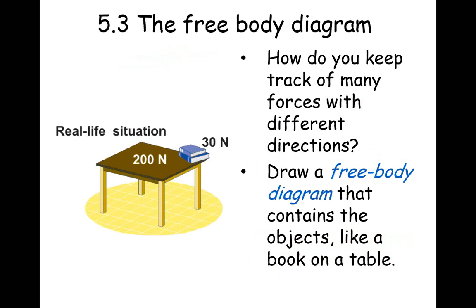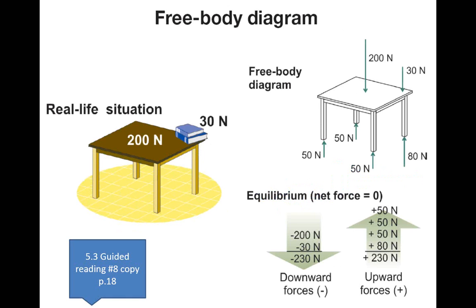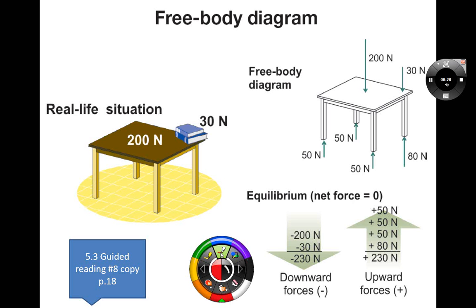Here's what a free body diagram looks like. A free body diagram is basically a picture in which we keep track of our vector arrows to show us where the forces are acting. This is a picture that I would love you to copy for number 8 in your guided reading 5.3. This is a free body diagram showing the table. The table has 4 legs. Each of those 4 legs shares the force acting on it, which is the weight. Its combined weight was 200 newtons.